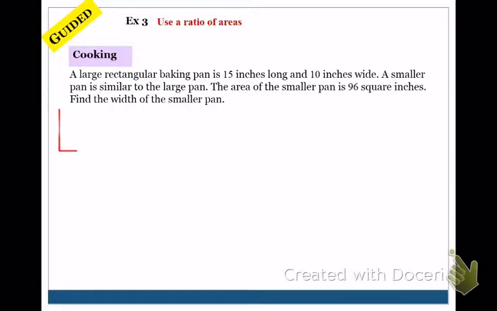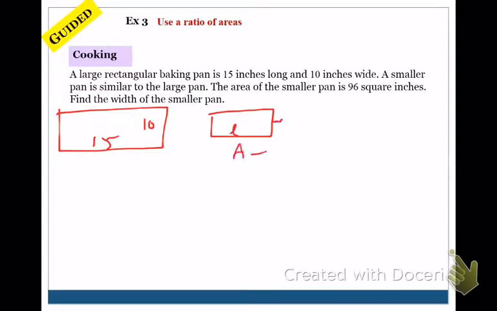All right, good. We need some pictures, though. The large baking pan is 15 by 10. The smaller baking pan, we don't know what the length and the width are, but we know the area is 96 square inches. Well, we can find the area of the big baking pan, just 15 times 10, or 150 square inches.